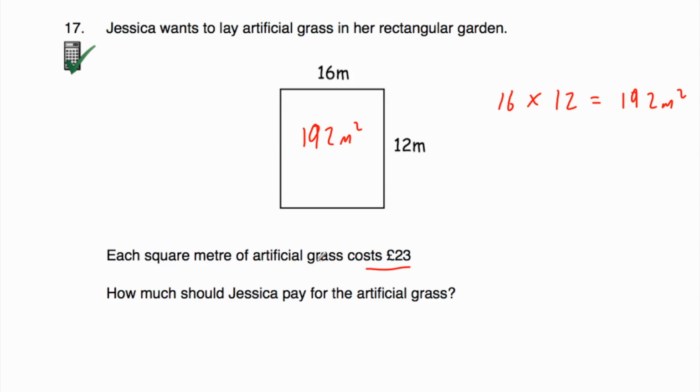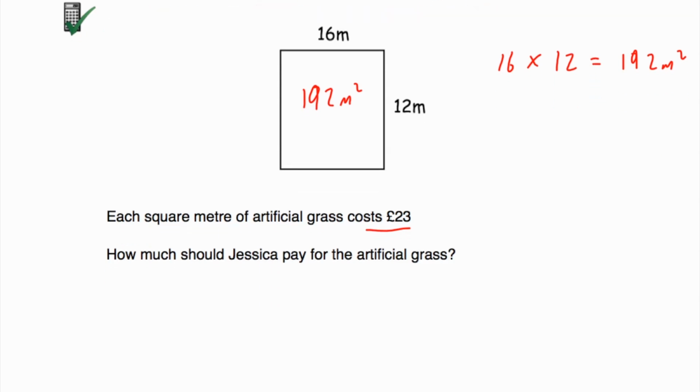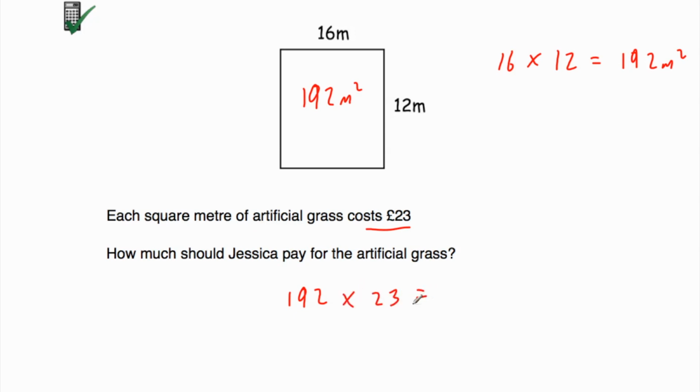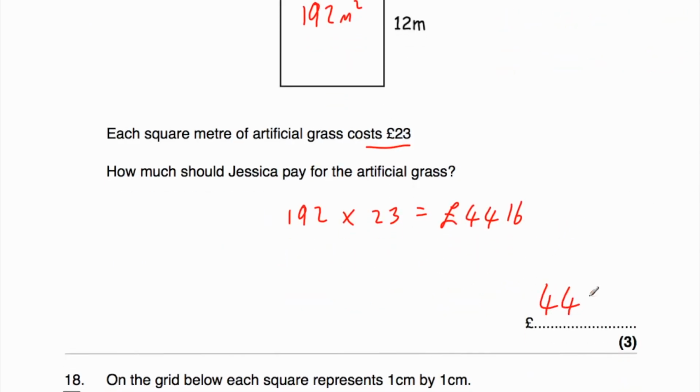Each square meter of artificial grass costs £23. Her garden is 192 square metres, so that means she needs to pay 192 lots of £23. And if we want to work out what the total price would be for 192 lots of £23, we would do 192 times £23 and see what we get. So 192 multiplied by 23 is equal to £4,416. So the cost for the artificial grass is £4,416.